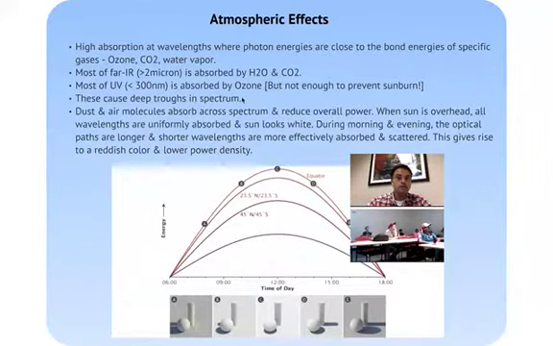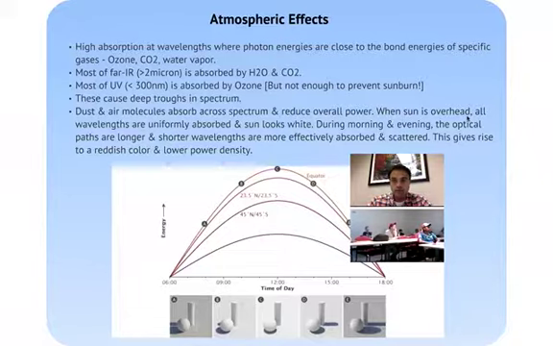And we also know that in some places, when there's ozone depletion, like the ozone hole that occurred in Australia and so on, that can cause more UV to pass through because there's less ozone, and that can be very dangerous for sun damage. These cause deep troughs in the spectrum. Dust and air molecules absorb across the spectrum and reduce the overall power.